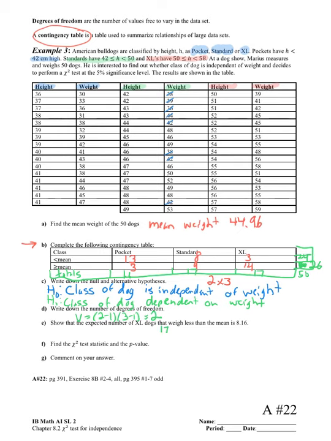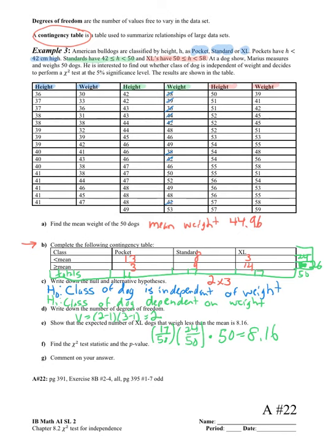The expected number here of XLs was 17 out of 50. The expected number whose weight was less was 24 out of 50. So that's going to give us the probability that you were less than the mean weight and you were an extra large dog. Then we multiply by 50, and that should get us 8.16. So we should get that value.